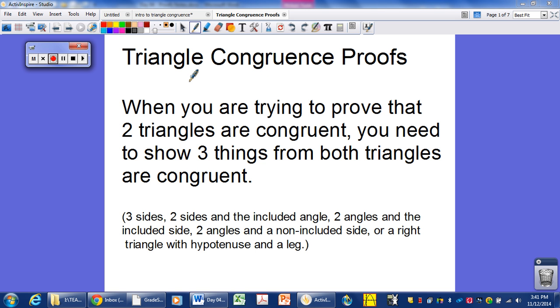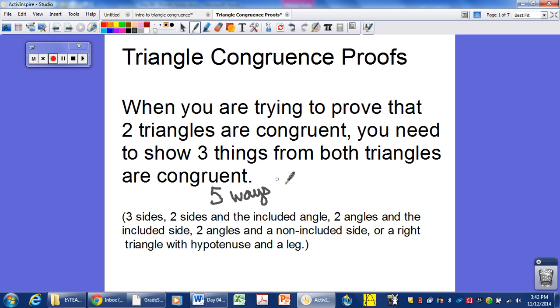So today I'm going to be proving some proofs. I'm going to be proving that triangles are congruent. As you can read, when you are trying to prove that two triangles are congruent, you need to show three things from both triangles are congruent. Three corresponding things. If you show one angle, it has to be the same type of angle in the other triangle. So remember, there are 5 different ways that we could do that, and the 5 ways are listed below.